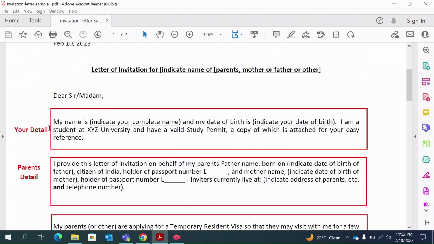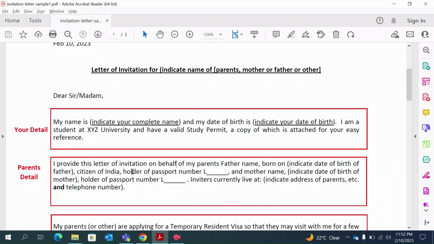Having talked about your detail section, now let us go to the second part of it, your parents' detail, or anybody who you are inviting. It could be your siblings as well, or anyone you are inviting. Over here you need to mention their name and their date of birth, born on. Your father's name will come here, born on indicates their date of birth, then your mother's name and their date of birth, and mention where they are living right now, their address and their telephone number. Also note that you need to mention what relation you have with them.